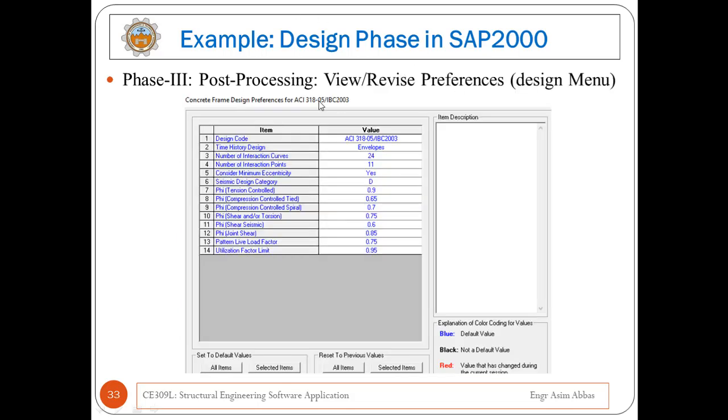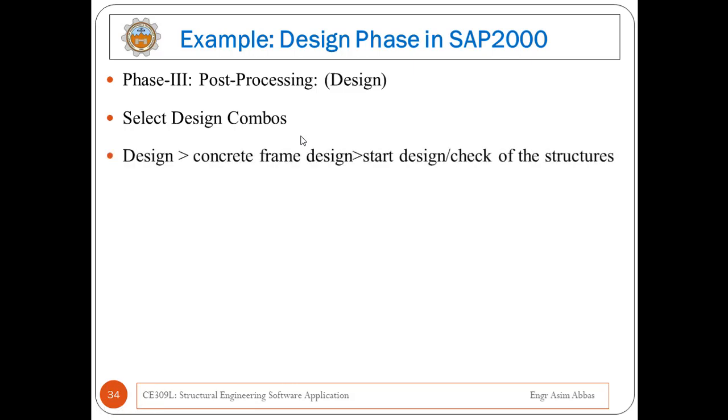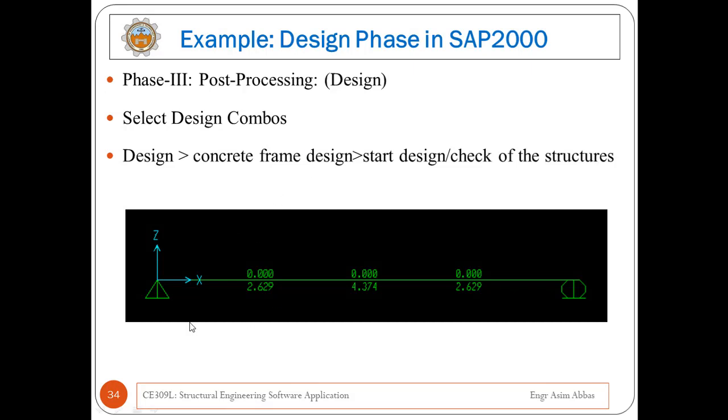In view and revise preferences, you can change the following information. Similarly, you can select the design combination. Once all the steps are completed, then we can run the design. Design is completed, so it will display the reinforcement amount in the top and bottom direction, right. At the center location, the bending moment was maximum, so the reinforcement required for that is 4.37 inches square, and it is exactly the same value that we obtained manually.